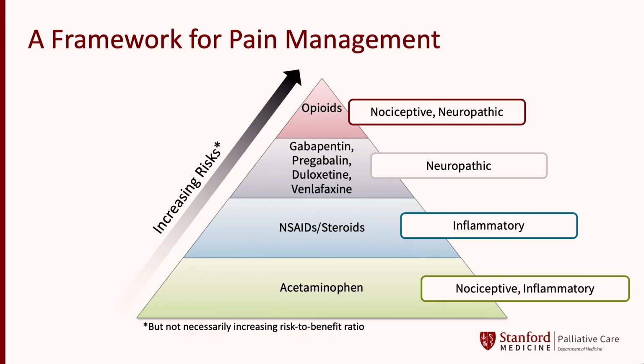Next on the pyramid, we have a whole host of medications that help with that neuropathic pain. We'll talk more about what that is in these medicines, but that includes things like gabapentin or Neurontin, pregabalin, also called Lyrica, duloxetine, also called Cymbalta, and venlafaxine, also called Effexor. And then the top of our pyramid are the medications in the class of opioids. We'll talk quite a bit more about those medications. They can help with nociceptive pain and neuropathic pain. Again, these are fine tools to use when we need them, even though they're at the top of the pyramid.